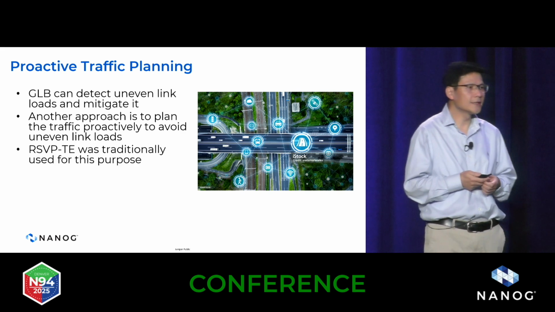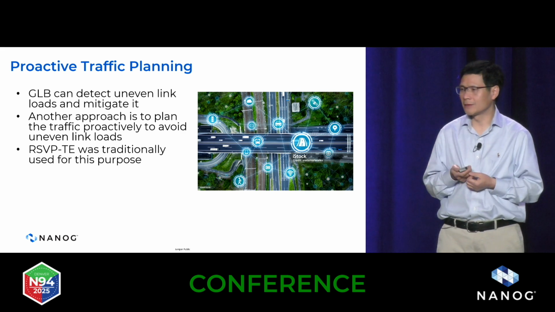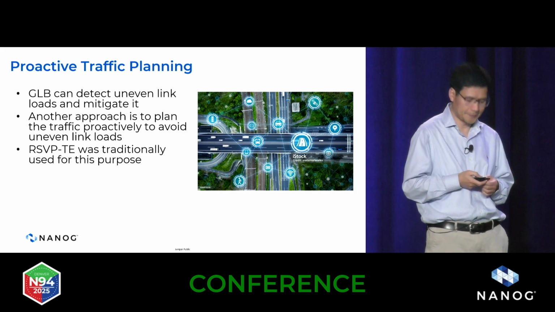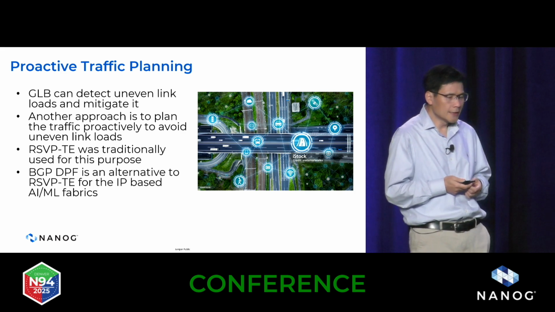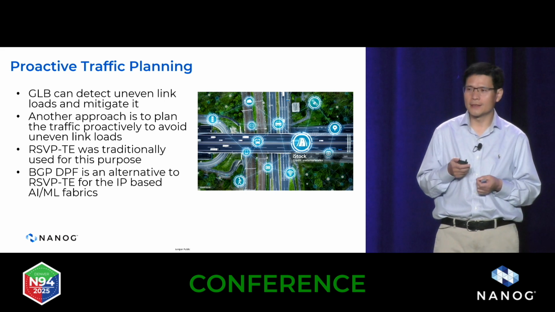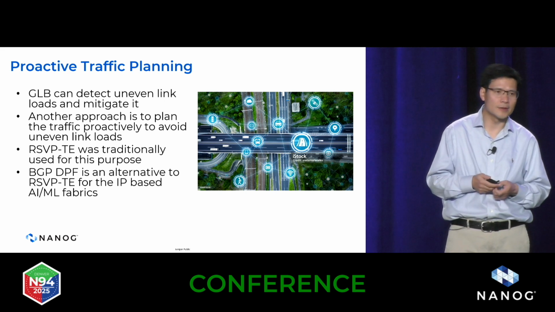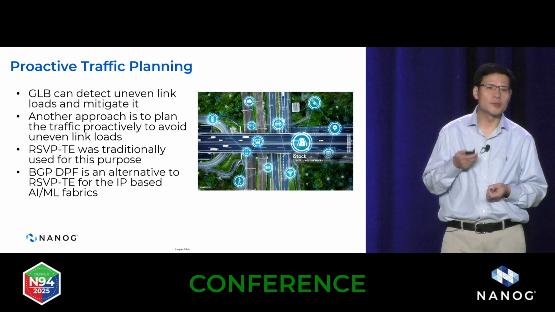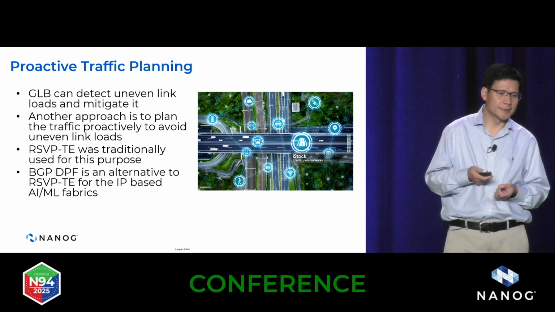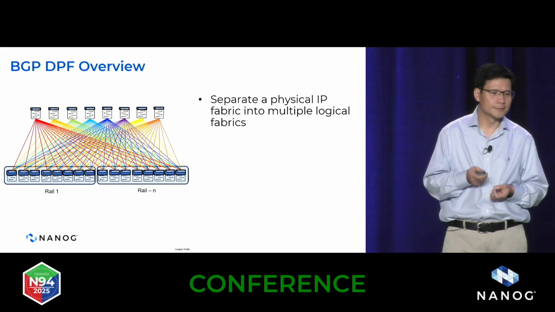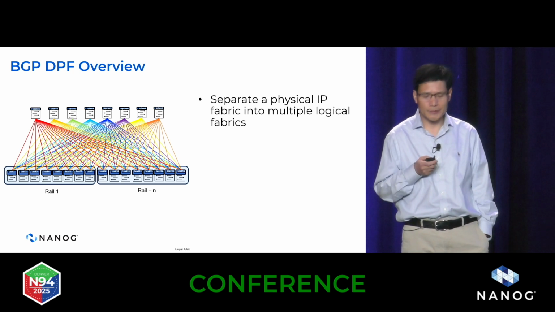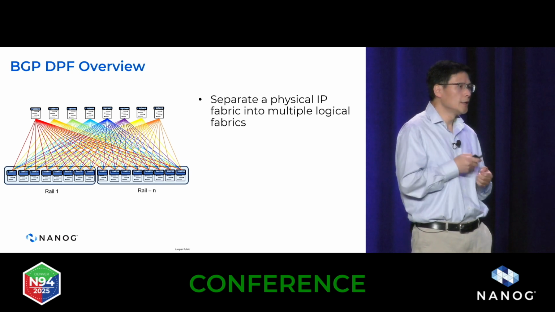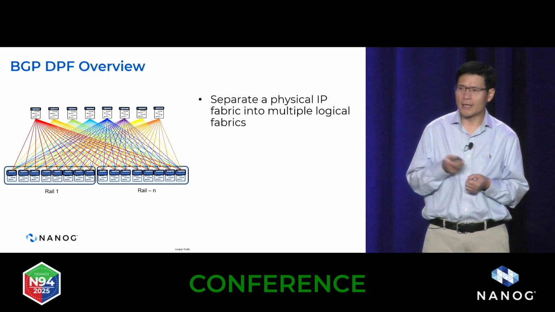As we know, traditionally, in the WAN network or some of the data center network, RSVP-TE is very good at planning traffic. However, in those data center fabrics where you don't use MPLS or don't use RSVP, BGP DPF is an alternative approach to provide some limited traffic engineering. The idea of DPF is really simple. It tries to separate a physical IP fabric into multiple logical fabrics, or conduit fabrics.